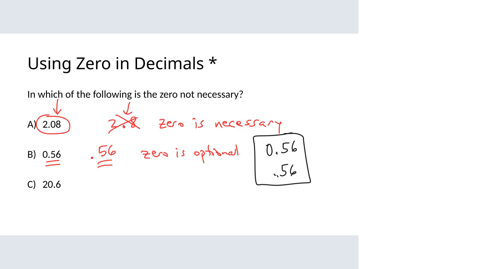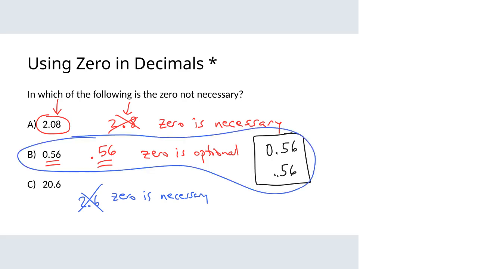And then in the one at the bottom, we have 20.6. If we took the zero out there, we'd have 2.6. Well, 20.6 and 2.6 are a lot different from each other. So in that one, the zero is necessary. So the only place on here where the zero is optional, where it's not necessary, is in that one.